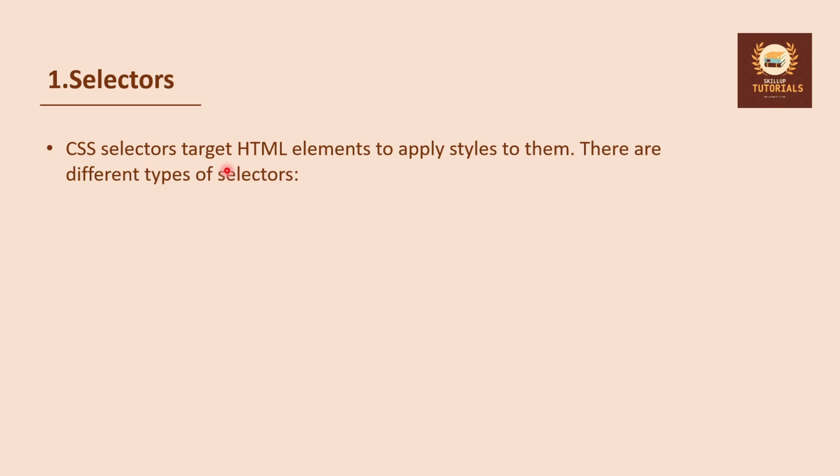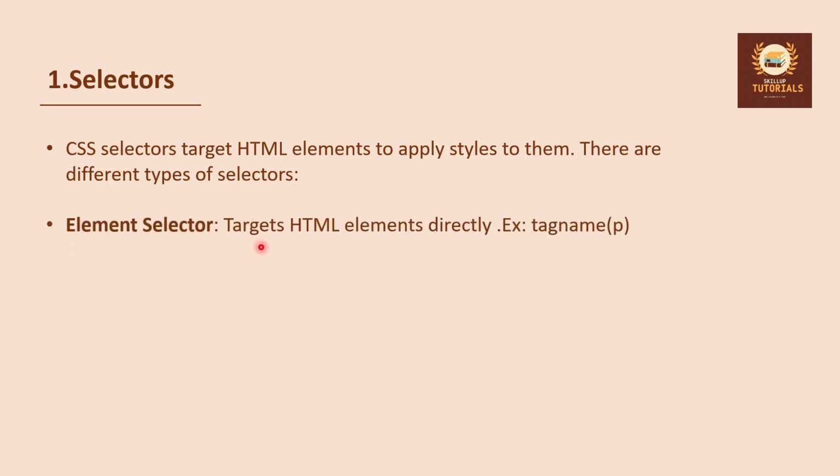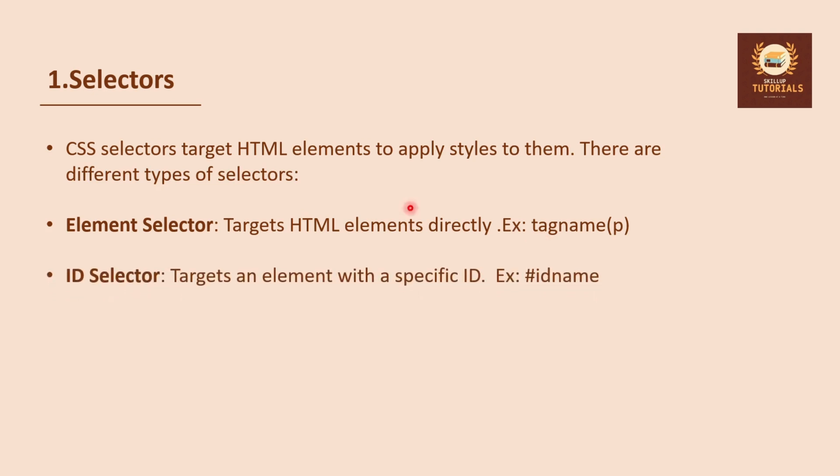CSS selectors target HTML elements to apply styles to them. There are different types of selectors. Now let's see them. Firstly, the element selector. It targets HTML elements directly. That means, for example, there are so many tags, as I said in the previous video. Let's take the paragraph tag, and by using the tag name, we can add more features to the tag content.